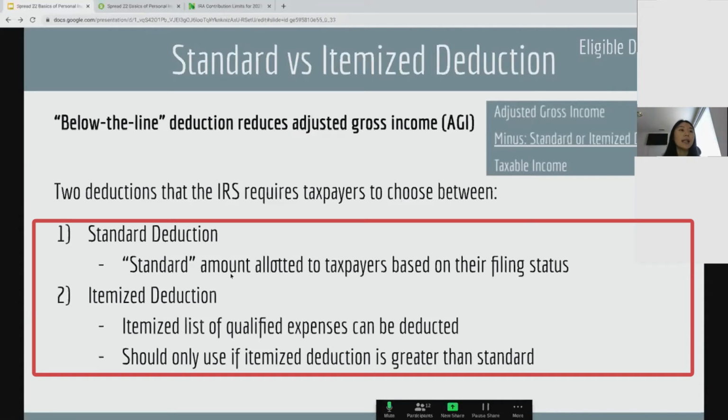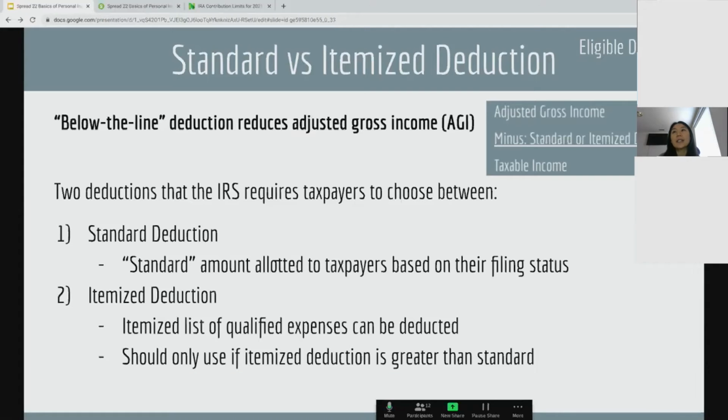But the second option is itemized deductions. And these are deductions where only a specific type of expense can be deducted. And there's a list of what's considered qualified expenses. And really, you should only use itemized deductions if it is greater than your standard deduction. So remember, you can pick one or the other, but not both. And deductions below the line are important because they lower your taxable income, which lowers how much is actually subject to tax. Okay.